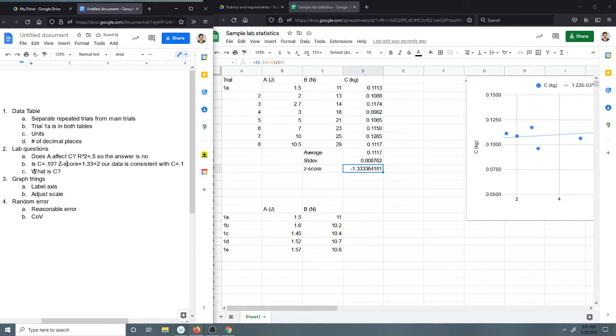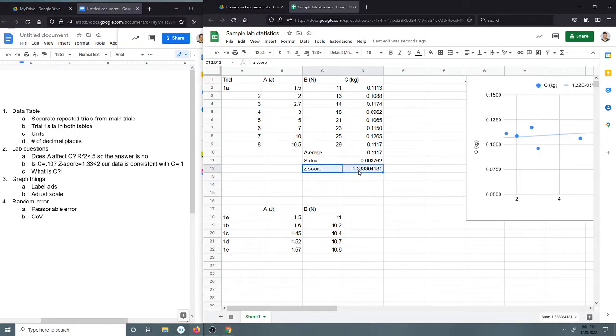Now, you'd never have both B and C. The other question you might ask is, what is C? Well, if you're asking what is C, then you wouldn't have a z-score. Get rid of it. You wouldn't calculate. There's not an expected value. What you would do is create an interval for this. Now, your best guess for C is 0.1117. Of course it is. That's the average. It's your best guess. But we don't know if that's true.